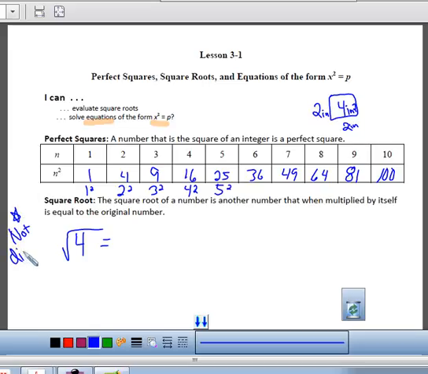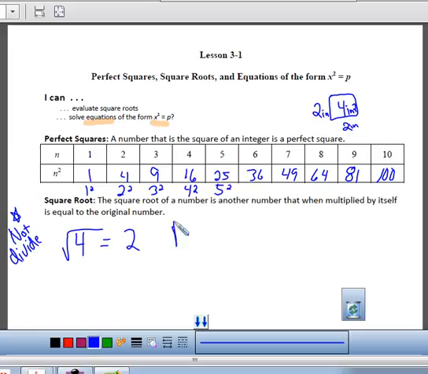Now you might divide to figure it out, but we're not dividing the number in half. We're trying to find two numbers that equal the number. Now 4 does just happen to divide in half, because what times itself gives you 4? The answer is 2.